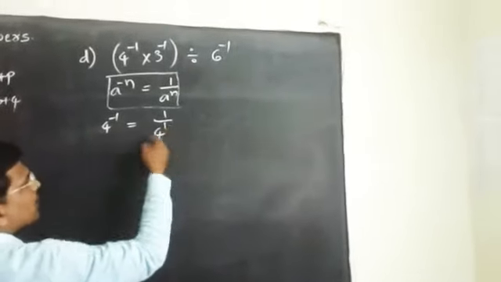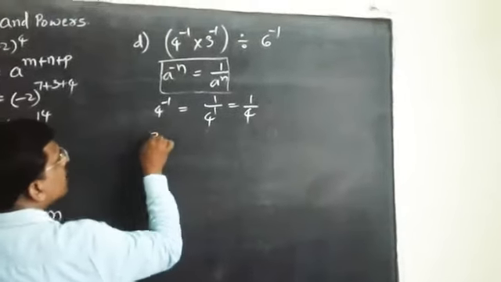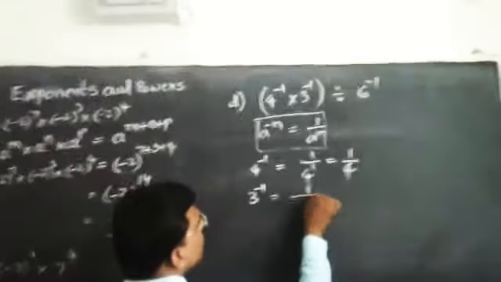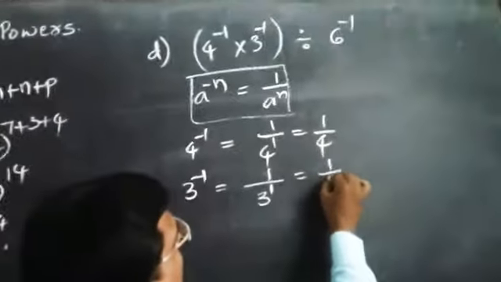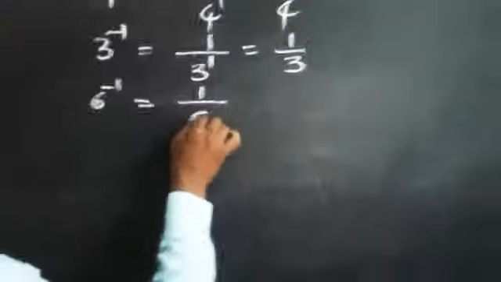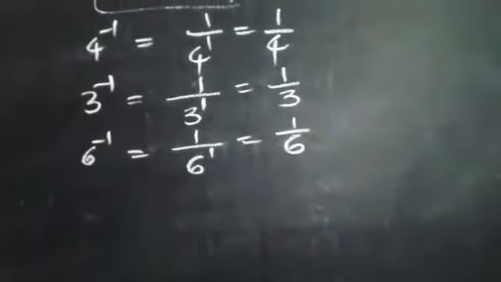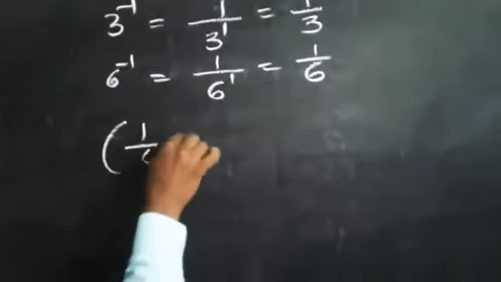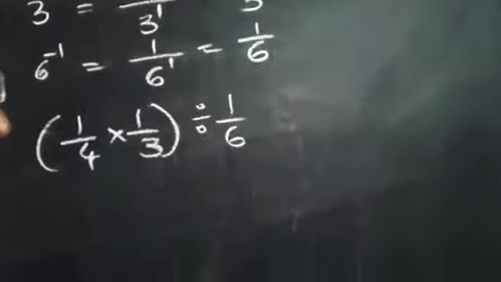So 4 to the power of 1 and 4 both are the same, so we can write 1 by 4 only. Next, 3 to the power of minus 1 is equal to 1 by 3 to the power of 1. So we can write directly 1 by 3. And 6 to the power of minus 1 we can write as 1 by 6 to the power of 1, that is equal to 1 by 6. Now substitute the given values. So 1 by 4 into 1 by 3 and whole divided by 1 by 6.